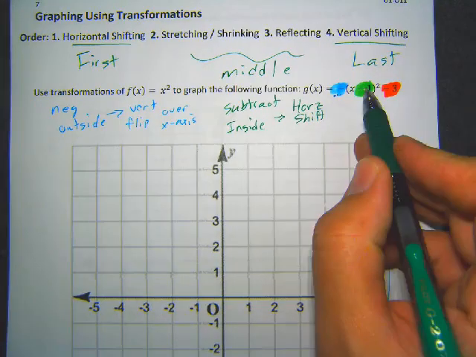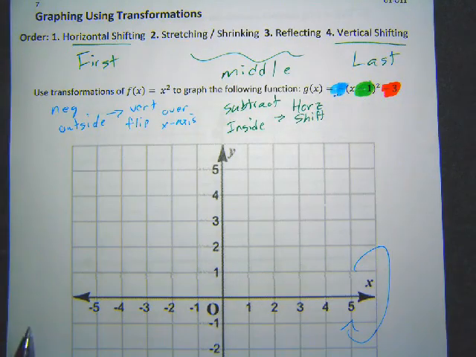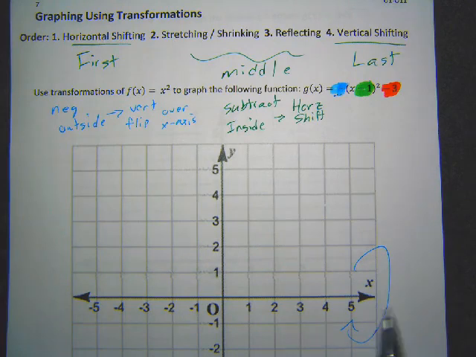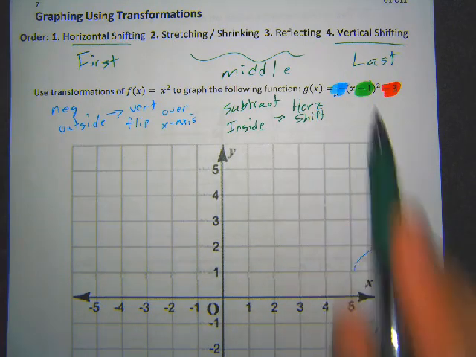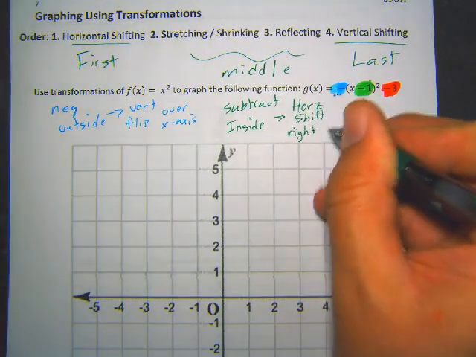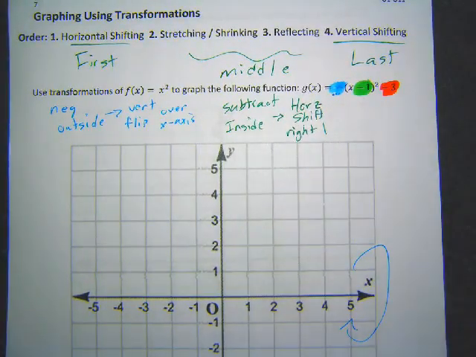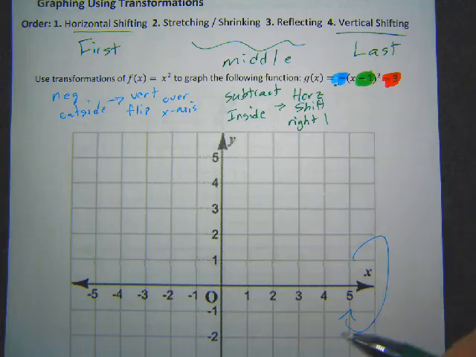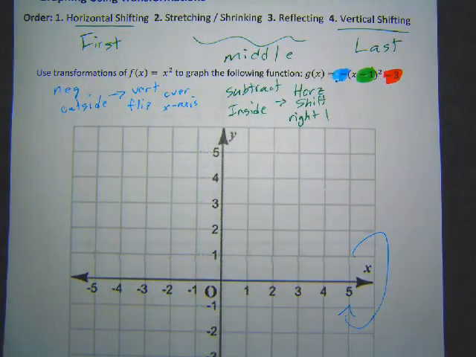And because it's inside, instead of the negative moving us to the negative direction, it actually moves us to the positive direction. So remember the inside is coming backwards. Subtracting actually is going to move us to the right one. So that whole inside stuff feels backwards, right? Negative, doesn't that move us left? No, negative moves us to the right, the positive direction.